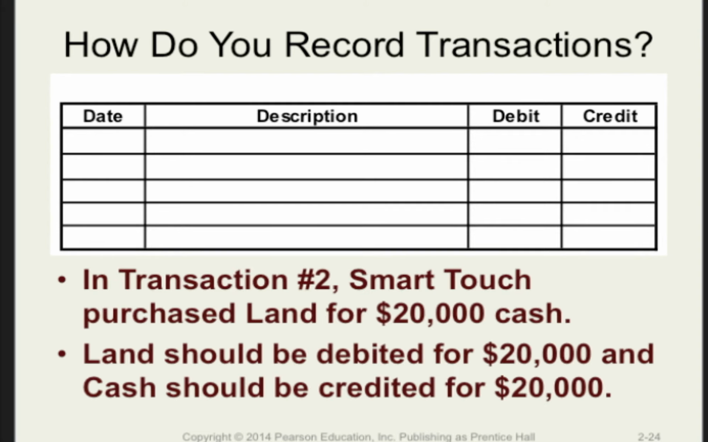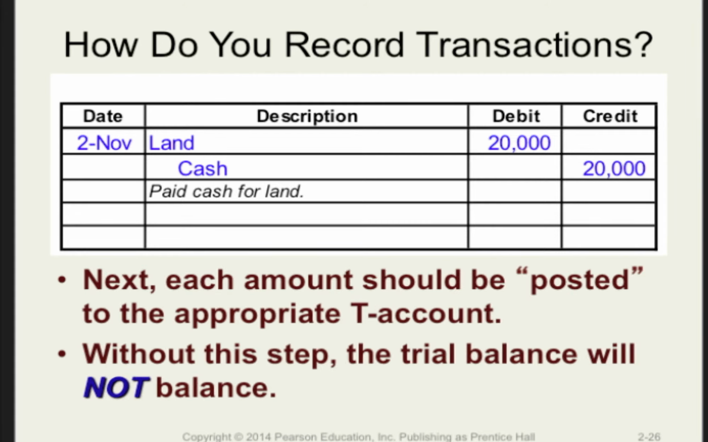In transaction number 2, Smart Touch purchased land for $20,000 cash on November 2nd. The increase in Smart Touch's land is recorded as a debit in the land account. The decrease in Smart Touch's cash is recorded as a credit in the cash account. The information is entered in the journal. If we were to look at a full journal page, we would see these entries recorded one following the other in chronological order. The amounts will next be entered into the general ledger.